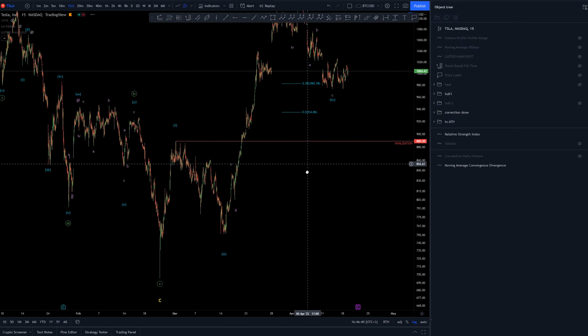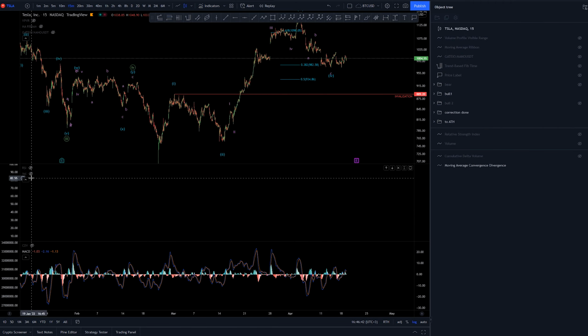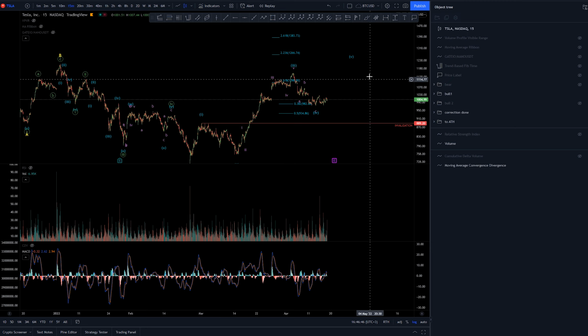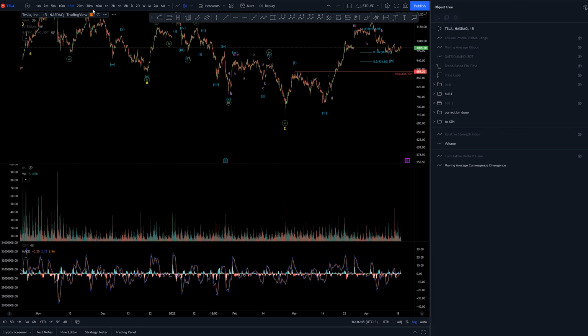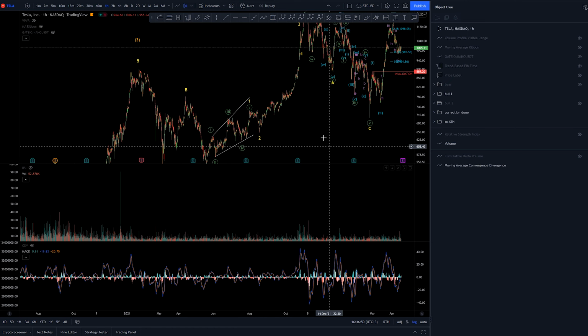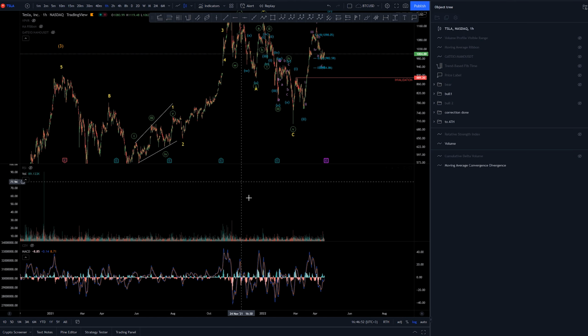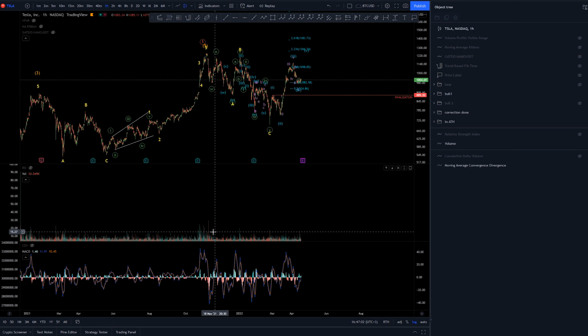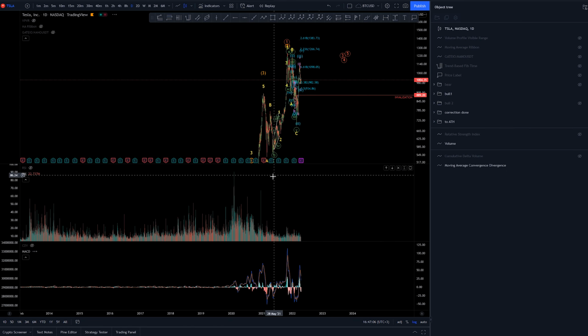Let's check out some volume as well here. So volume is not really looking too good. We are not really putting out too much volume that would suggest anything bullishly. So to me this looks like we are still in a larger time frame correction.